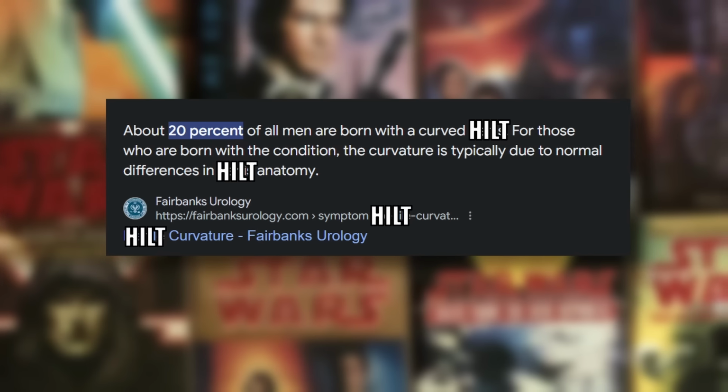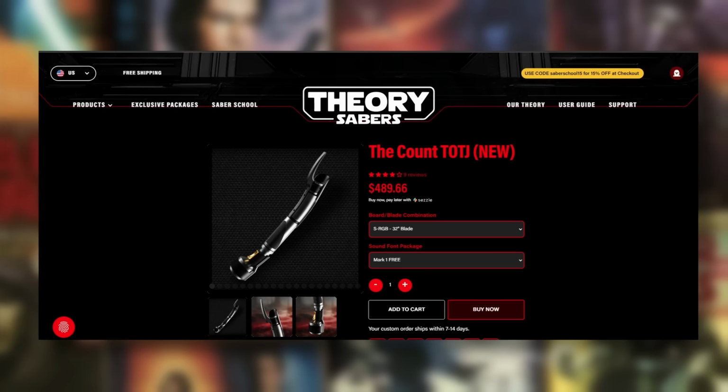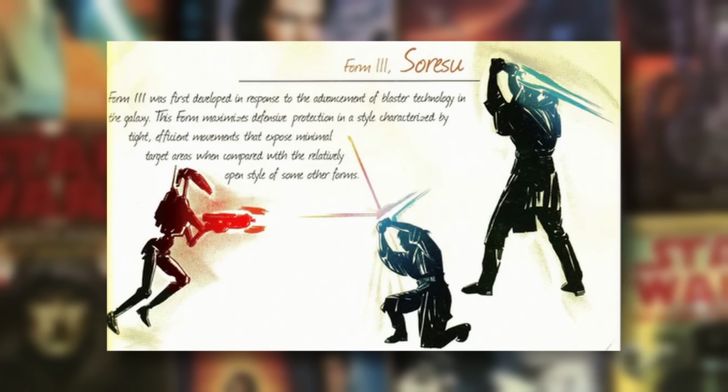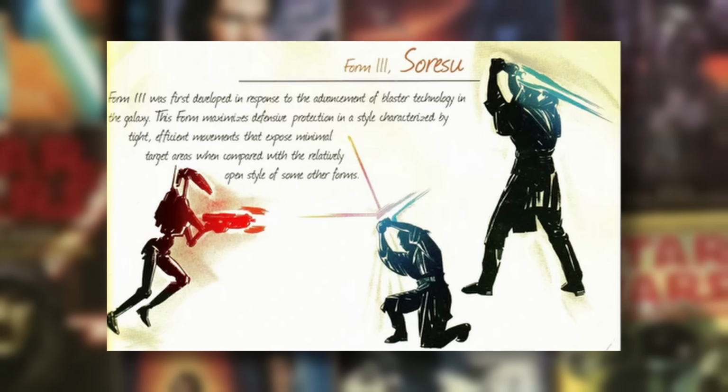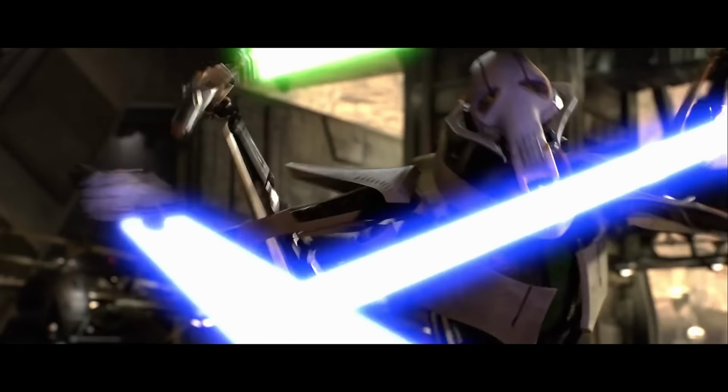Apparently about 20% of the population has at least a little curve in their hilt, and some people even claim to prefer it. I know Star Wars Theory has a curved hilt he likes to show off from time to time. Form 3 focuses more on defense. It was originally designed to protect against volleys of incoming blaster bolts, but as General Kenobi showed, it's also effective against heavily armed opponents, emphasis on armed.